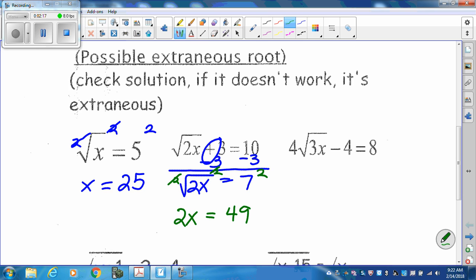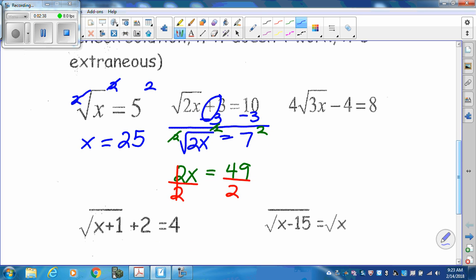All right, and then now I'm going to keep going because I want x by itself. This is 2 times x, so again, I'm going to do the inverse, so I get 2 divided by 2 is 1. And then I've got to divide this side by 2. All right. And so my final answer is x equals 49 halves. Okay. Remember, that's the identity property. 1 times x is x. Okay. And that is my final answer. I have x by itself.